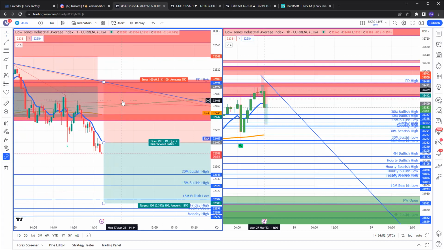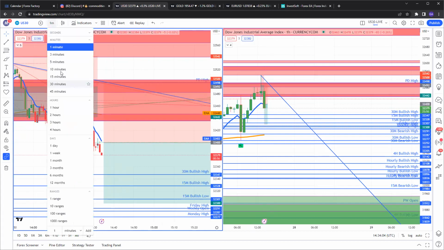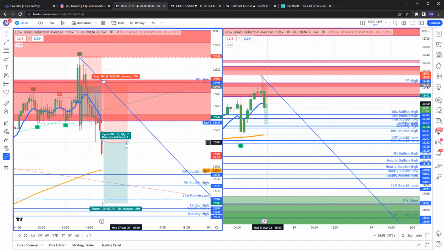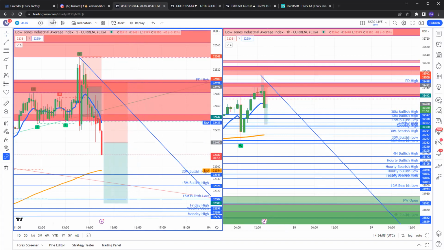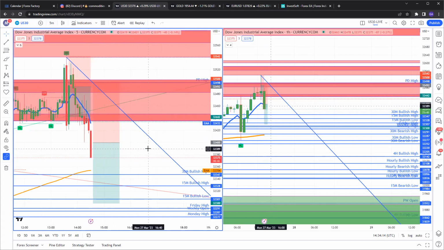Honestly, I don't want to force anything. For me, my confluence is the 5-minute. You can find confluence on the 1-minute definitely, but because even this 5-minute candle can reverse all the way back up and close as a bullish candle. And right now there is a trend line on my chart.